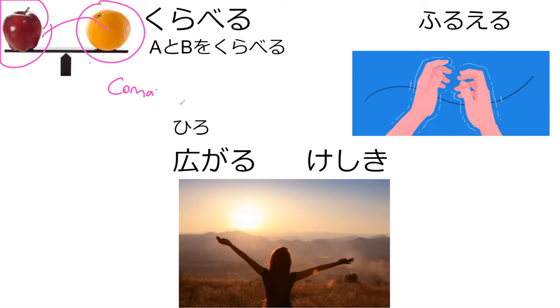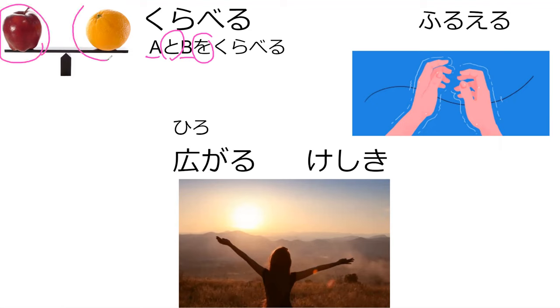Oh, okay. So the way kurabiru works is that you use o for what you're comparing, and then you also have to use to between the two items being compared. So ringo to orange o kurabiru. What would that mean in English? Comparing apples to oranges.